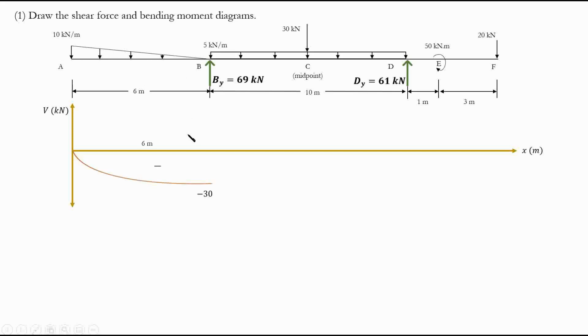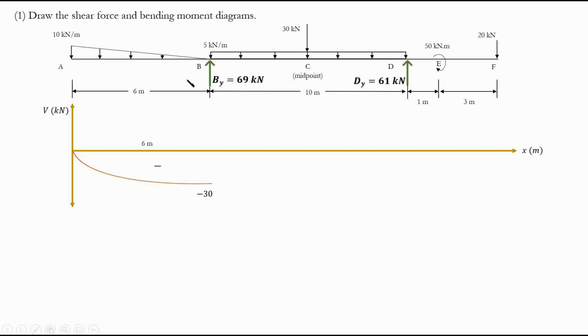Okay, like this. Of course, we know that this point is 0. This point is negative 30. Now we know that. And of course, this point is just to the left of B. Just to the left of B. But how do we know this is a parabola or a third degree, fourth degree? How do we know? Again, we just have to look at our load diagram.